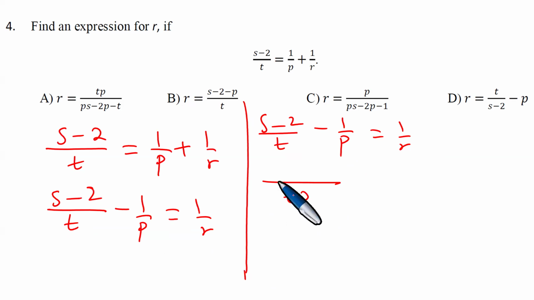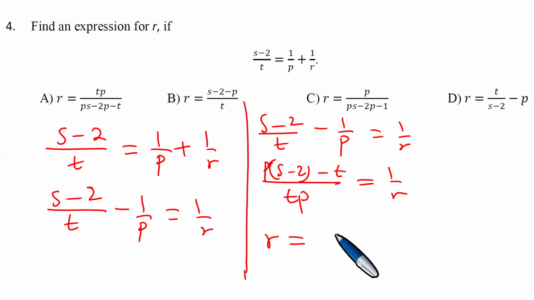TP, you divide this one by T, you get a P. PS minus 2. P cancels, giving us a T. Right, and you have 1 minus R, like this. And therefore, R is the same as what? R is the same as TP. You invert this. So it's TP all divided by, this is what you have. So you have PS minus 2P minus T. P times S is PS minus 2P minus T.